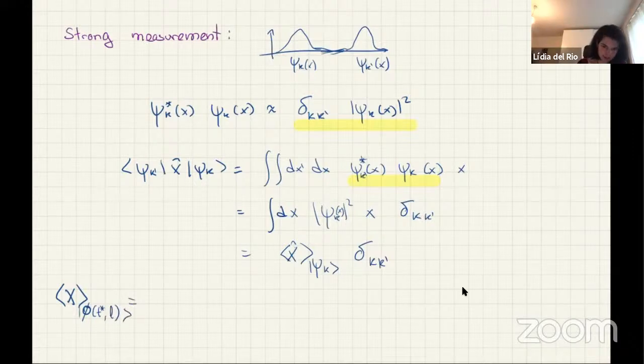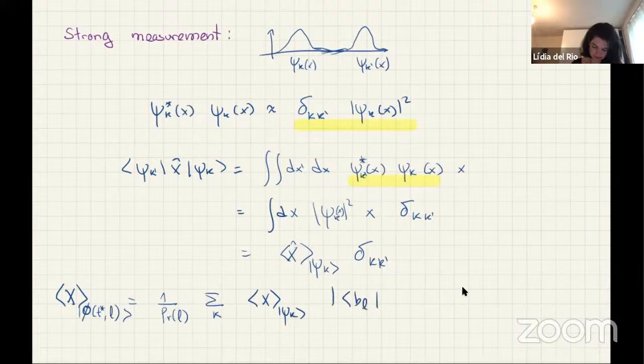Then you get just 1 over this probability of L we carry around, sum over K. The average value of X for this psi K, which we know. And then, sorry, phi K, and then this BL AK square. AK, and this overlap with initial state square.